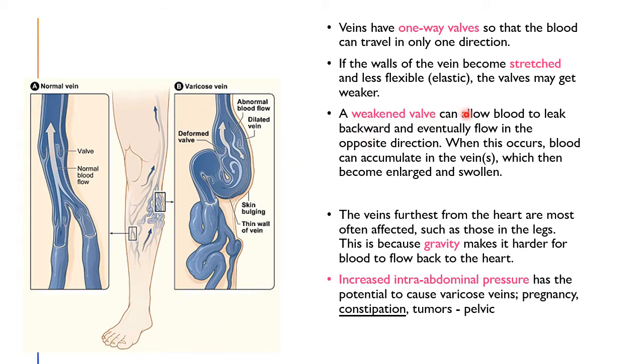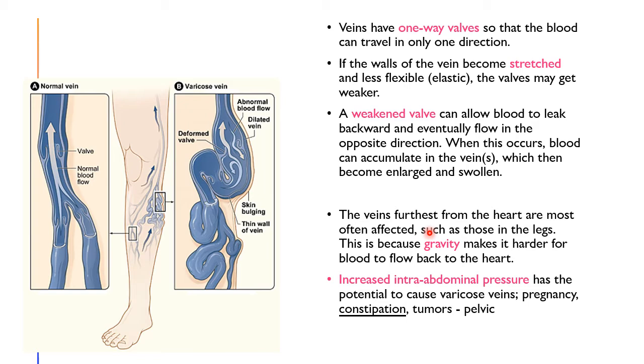A weakened valve can allow blood to leak backwards and eventually flow in the opposite direction. And when this occurs, blood can accumulate in the veins, which then become enlarged and swollen. So the backflow is from the deep to the superficial system, which is abnormal.